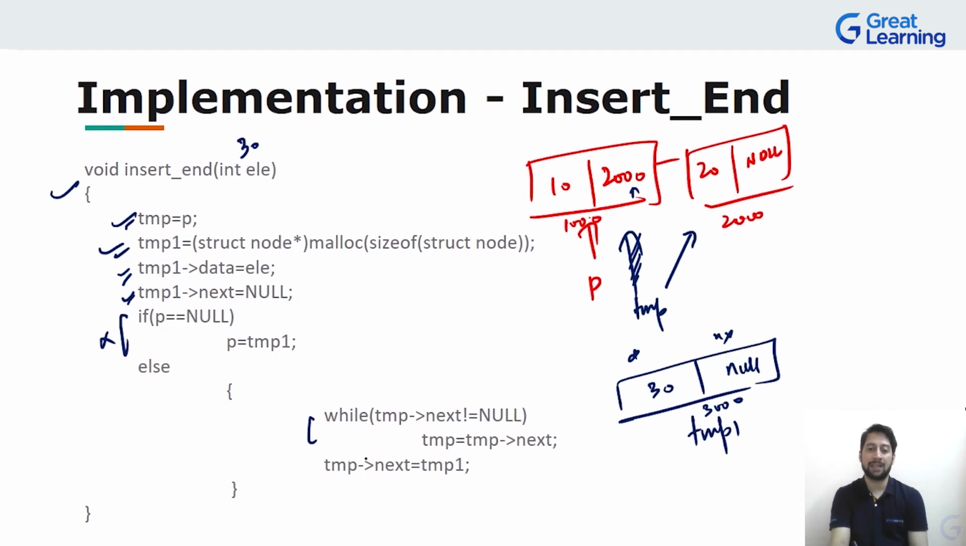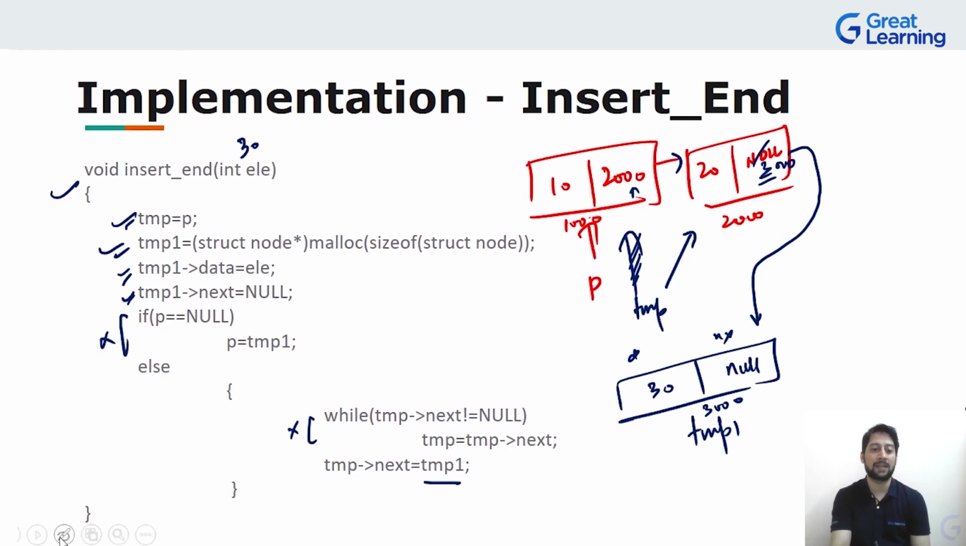What happens after that? Is temp's next null? Yes, it is null, so we will be out of this loop. And then what happens? Put temp1 in temp's next. Temp's next is null, and temp1 is 3000, so we are putting 3000 in it. So there will be a link, that means this is pointing to this now. So this is how you insert your node always at the end.